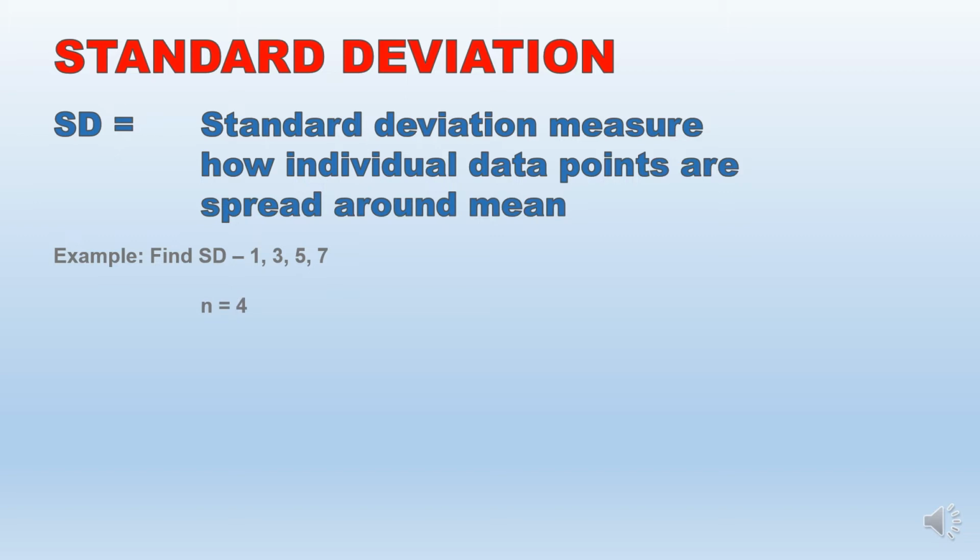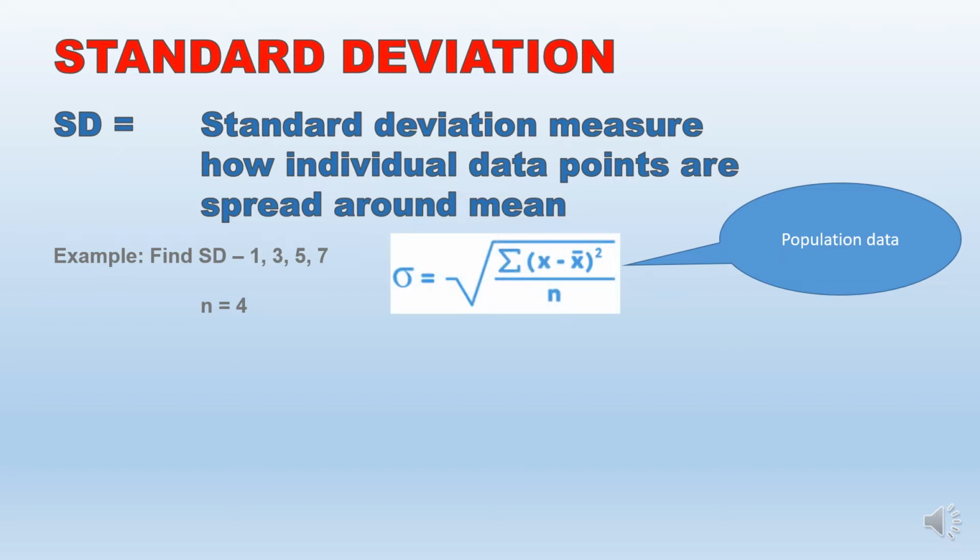The number of readings is n equal to 4. First we need to understand whether this data is sample data or population data. This is population data. For population data, the standard deviation formula is the square root of the summation of (x minus x bar) whole square divided by n. Here x indicates the individual data point, x bar is the average, and n equals 4. So only x bar we need to calculate.